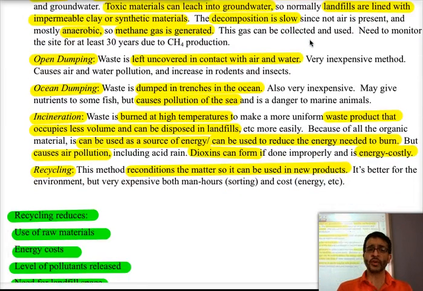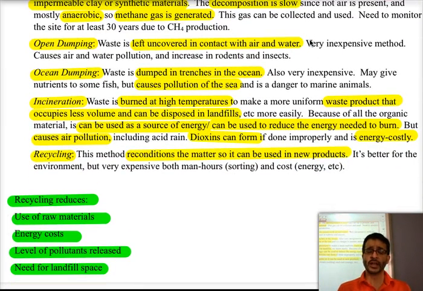Another type of way of dealing with waste is incineration. All right, if we burn waste at very, very high temperatures, most of it will convert into carbon dioxide and water, leaving very small amounts of ashes behind, which can then be put into a landfill and take a lot less volume and therefore be much more cost efficient.